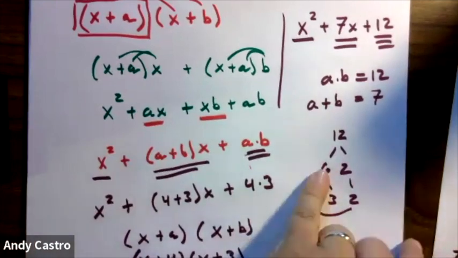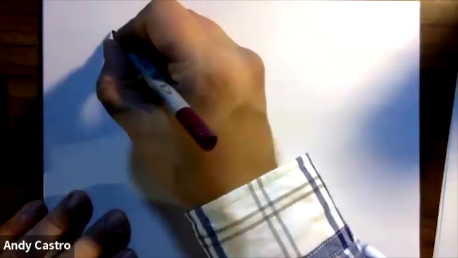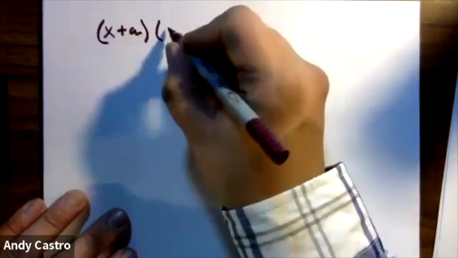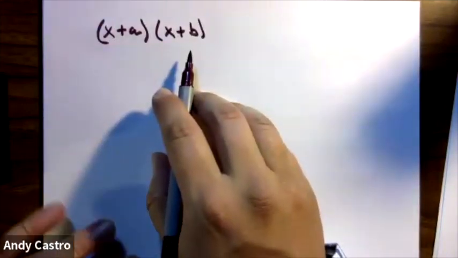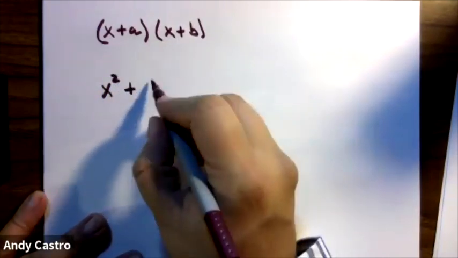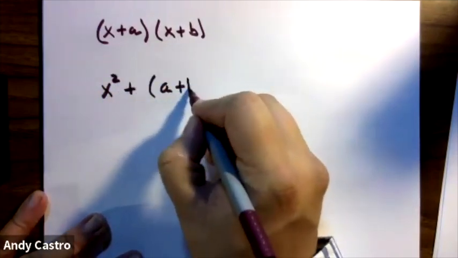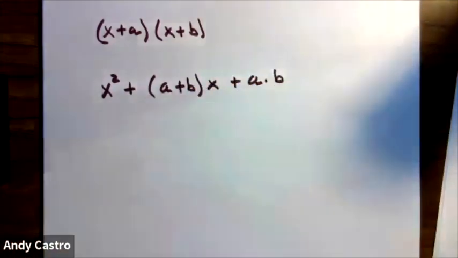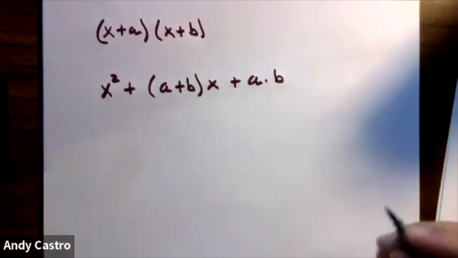All right. So for your notes, what you'll want to keep in mind is that when I have an x plus a times an x plus b, where a and b are numbers, you're going to end up with x squared plus a plus b x plus a times b. All right, so let's apply this to an example. Let me pull up an example here that we can look at.